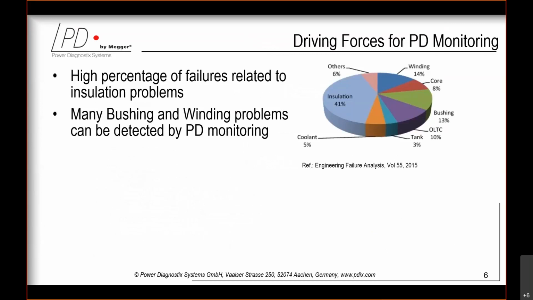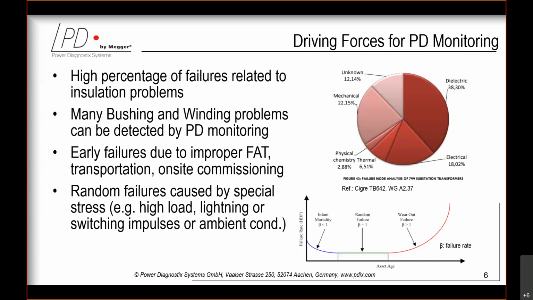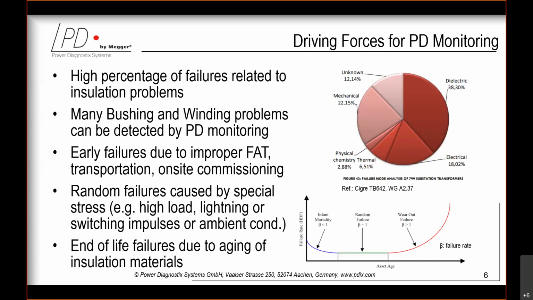When you look at the failure rates of transformers, there is a high percentage of failures related to insulation problems, and these all can be detected by PD measurements. Also, many bushings and windings problems can be detected by PD monitoring or regular measurement checkups. Early failures due to improper factory acceptance test, transportations, or on-site commissioning can be detected by PD measurements.